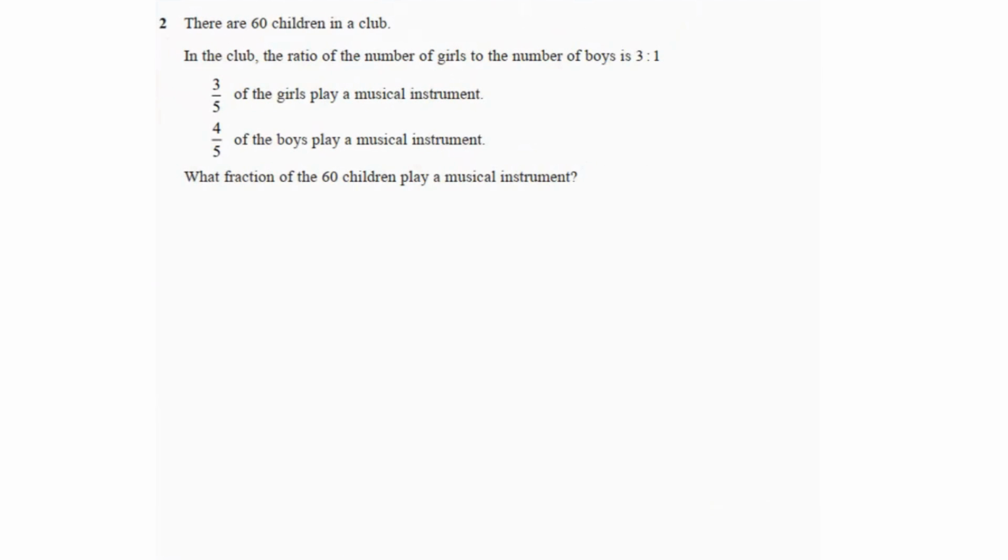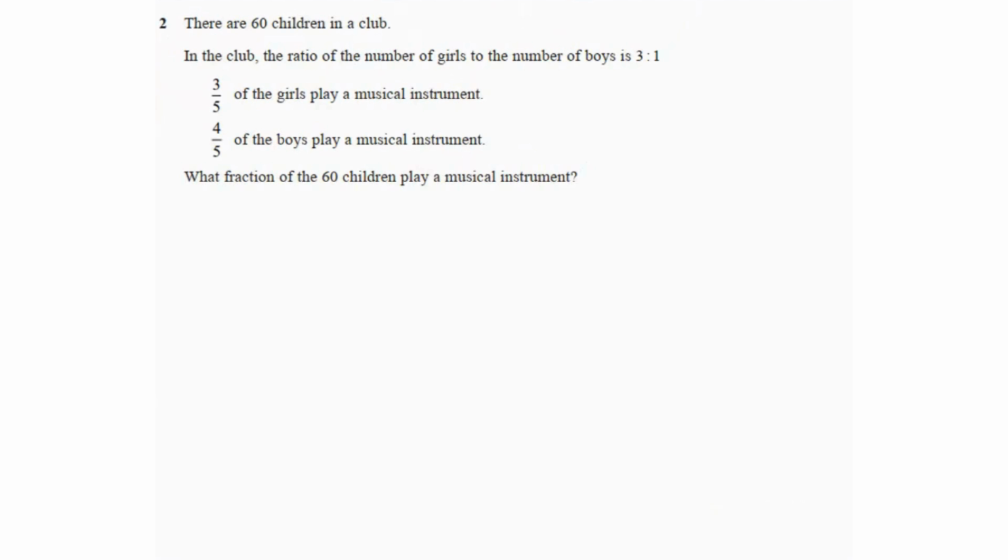Next question says that there's 60 children in a club. In the club, the ratio of the number of girls to the number of boys is 3 is to 1. 3/5 of the girls play a musical instrument. 4/5 of the boys play a musical instrument. What fraction of the 60 children play a musical instrument?